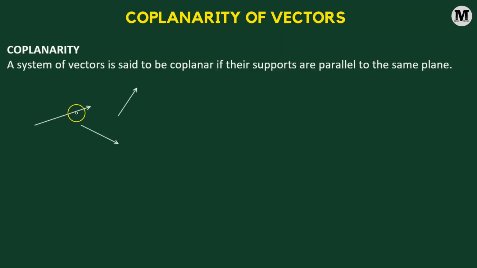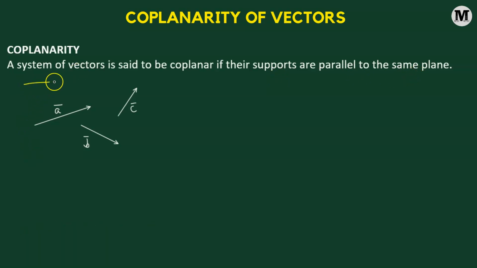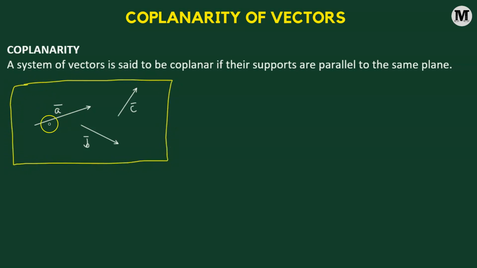So here, let's say we have a few vectors, A vector, B vector, and C vector. Now, these three vectors are coplanar. Let's assume that they are coplanar, then it has to be true that the supports are parallel to the same plane. So we can think of it in this particular fashion. Let's say we have a planar surface, then on this particular plane, all the three vectors are going to lie. Then in that case, we can say that A vector, B vector, and C vector are going to be coplanar.